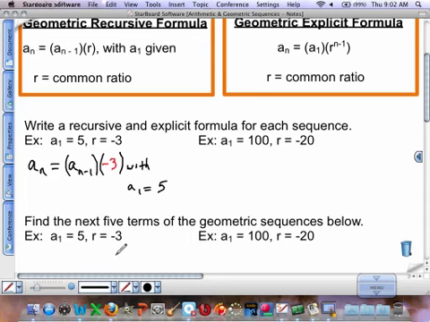All right, so we look at our second example. A sub n is our previous term, a sub n minus 1, times our common ratio, which is -20, with our starting point as 100. Okay, so any questions on the recursive formula?